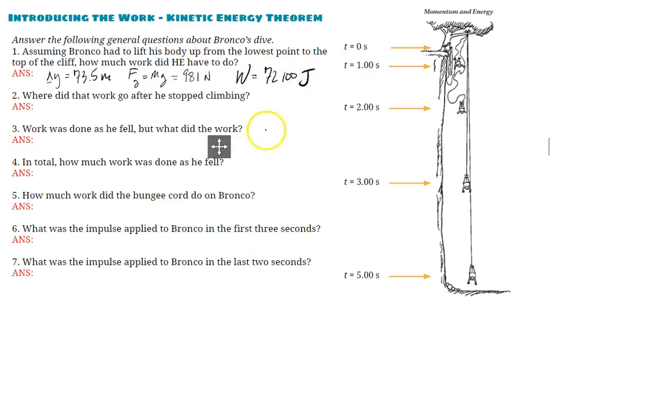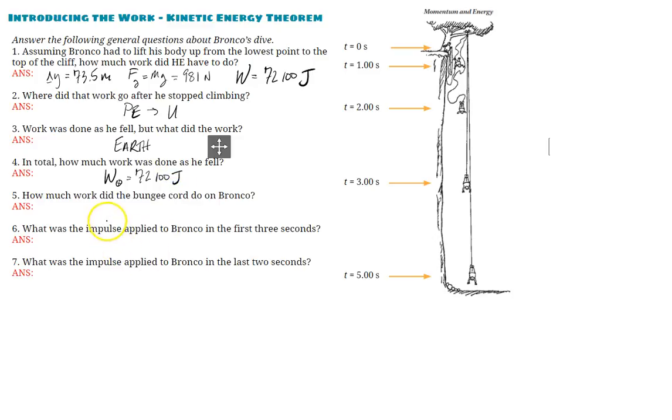Where did that work go after he stopped climbing? That's potential energy, which we symbolize with a capital U. Work was done as he fell, but what did the work? That was the Earth, right? The Earth applied a force to him and caused him to change his position. In total, how much work was done as he fell? Well, the amount of work that he had to do to lift himself up has to be equal to the amount of work that the Earth did to pull him back down again.